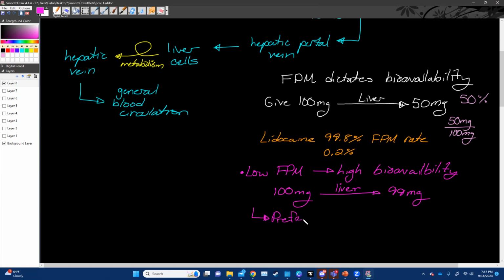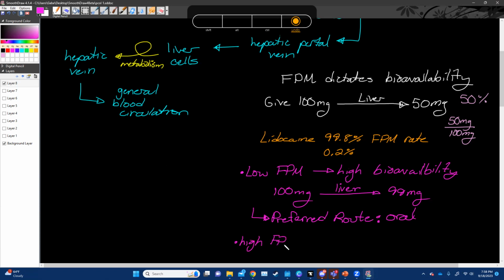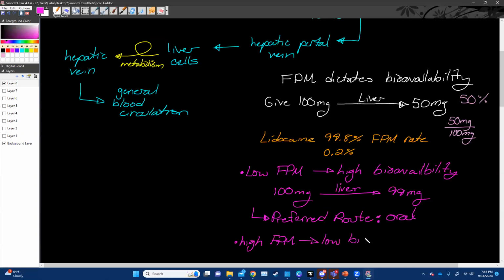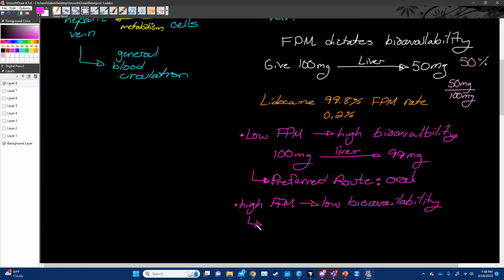What would be the preferred route for drugs that have high bioavailability? How should we give a drug that has high bioavailability? Oral. Exactly. If eating the drug isn't going to affect how much it enters into the body, then just give it orally. In contrast, if you have a high first pass metabolism, that means you have a low bioavailability. And so what would be the preferred route here? Transdermal or IV?